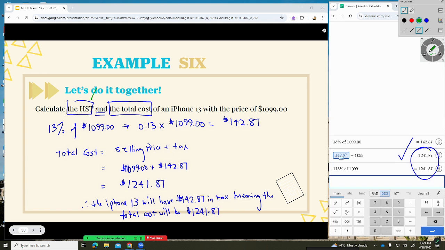We have calculated HST. We found the tax. We found the total by adding it all together. We double checked our work and we have included our therefore statement. That will get us full marks for this question.